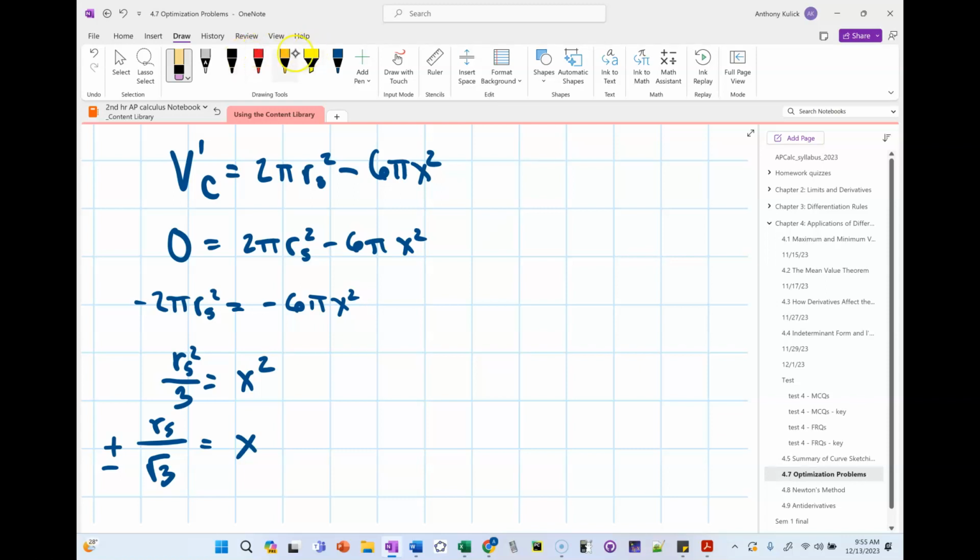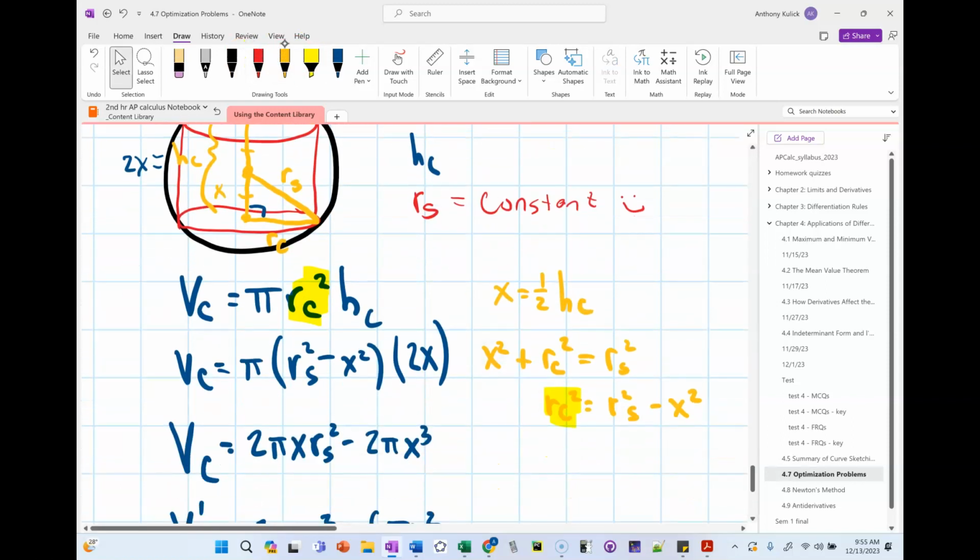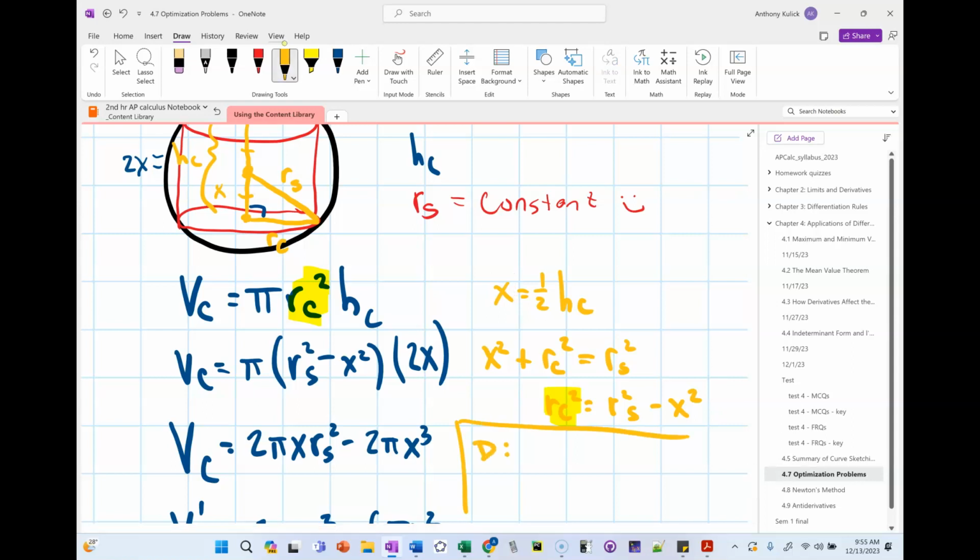Yep. So if we go back here to the original and we look at this, the domain here, what are the acceptable values of x? They should be between 0 and the radius of the sphere, right? You definitely can't get bigger than the radius of the sphere. And if the radius of the cylinder was the same as the radius of the sphere, you'd have a cylinder with 0 height. We won't call that a cylinder. So we have an open interval that we're optimizing over.